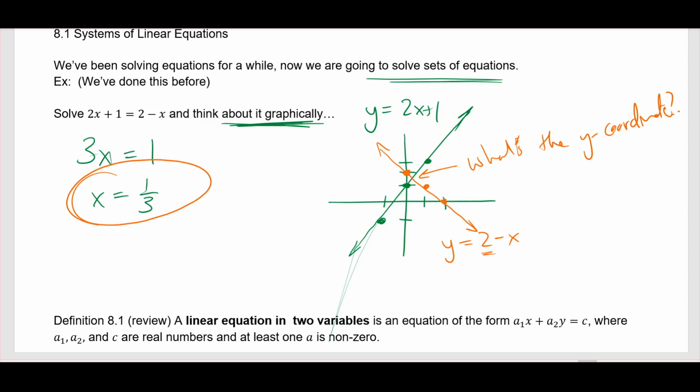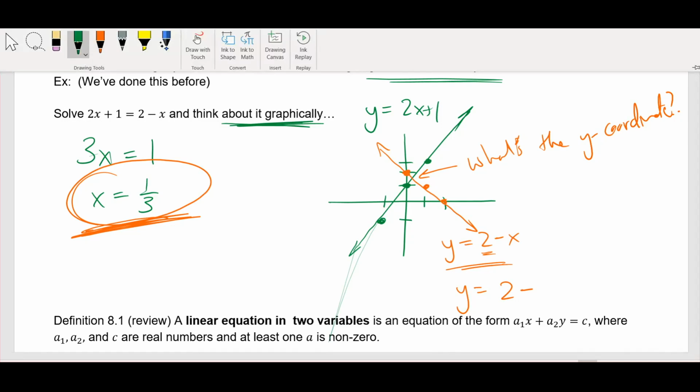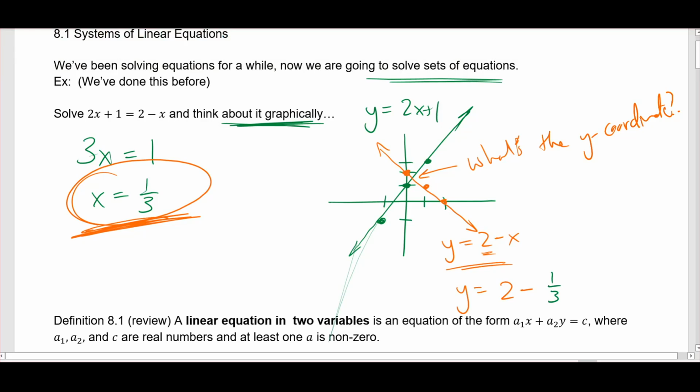Well, if we know that these are going to intersect where x is equal to 1/3, that means that they're both going to have the same y value there. So we could just plug this value in to either one of these lines and find what that y value is. So let's do that. Maybe we can use this one. So y is going to be 2 minus this x value. That x value is 1/3. So we can say what that is, right? 2 is 6/3, so this is going to be 5/3.